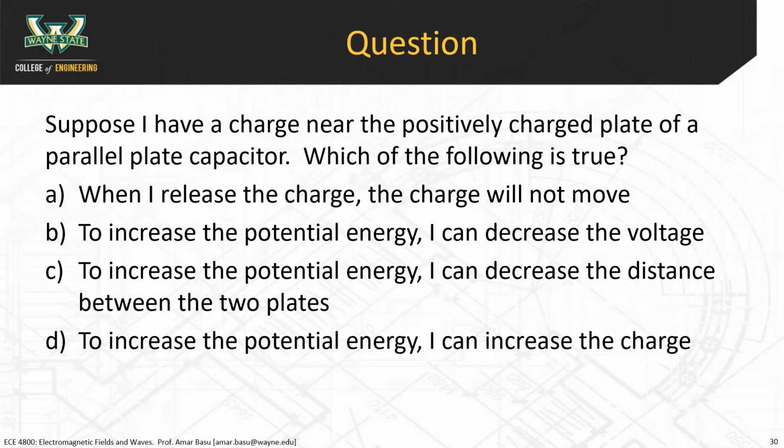So when I release, the charge will not move. That's choice A. Choice B, to increase the potential energy, I can decrease the voltage. Choice C, to increase the potential energy, I can decrease the distance between the two plates. And D, to increase the potential energy, I can increase the charge. So which one of those 4 options is correct?